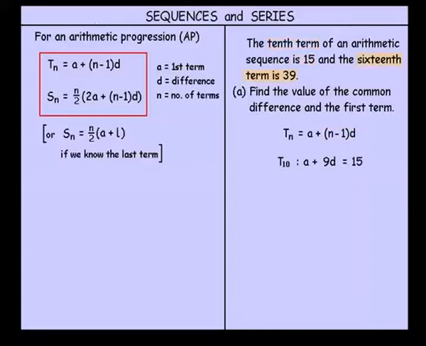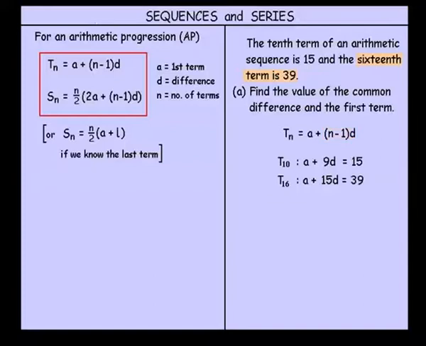Very good. We're going to do exactly the same technique for the 16th term. So T16, again, firstly it's a using the formula above, and then we have the n minus 1. Well, n is 16, so 16 minus 1 is 15, so we have 15d. And we're told, highlighted up the top there, the 16th term equals 39.